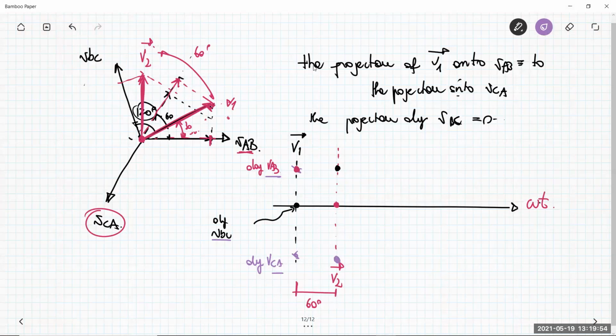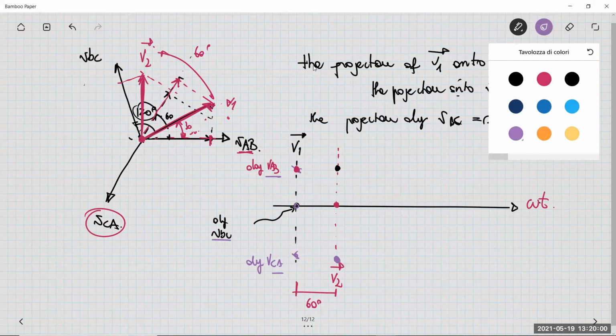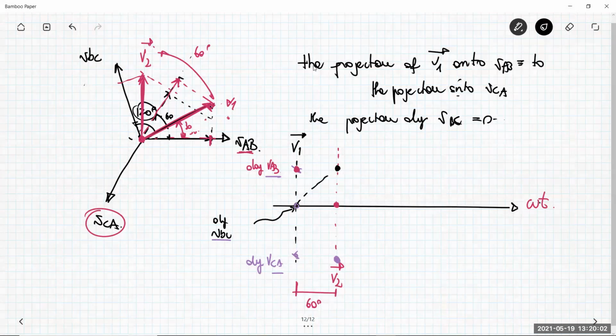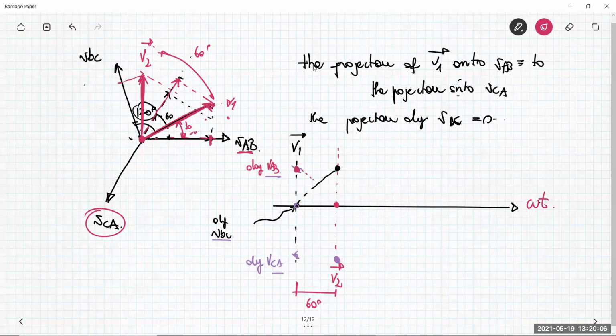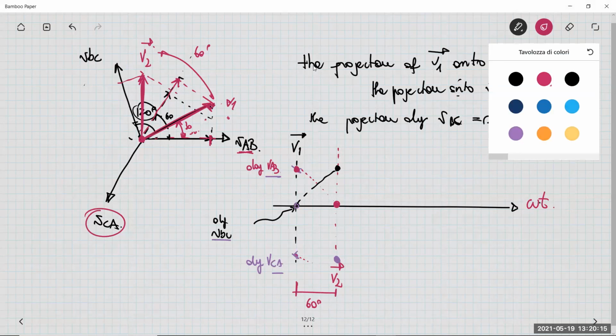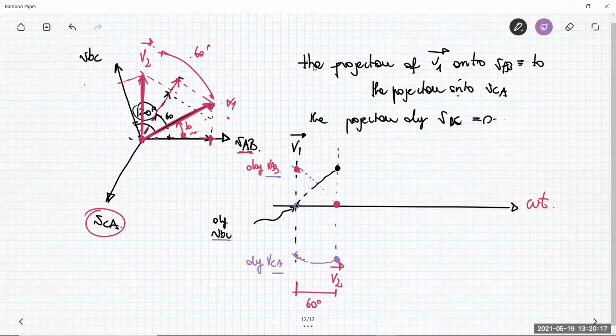Okay, so as you can see, there is an evolution of this projection, the VBC projection, from this point to this one. There is another evolution from the projection of VAB to this other point VAB, and there is another evolution of this projection from these 2 points here. I don't know what happens in between.